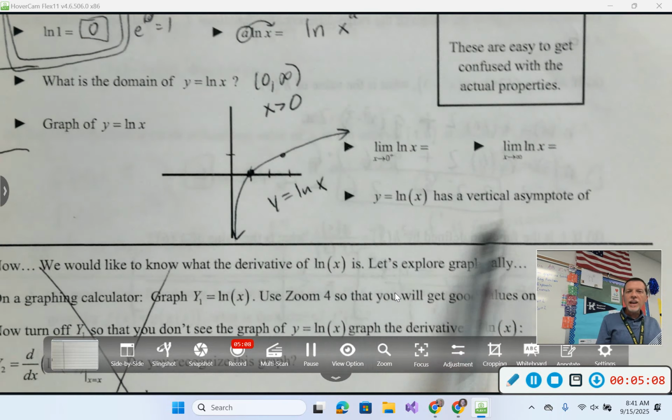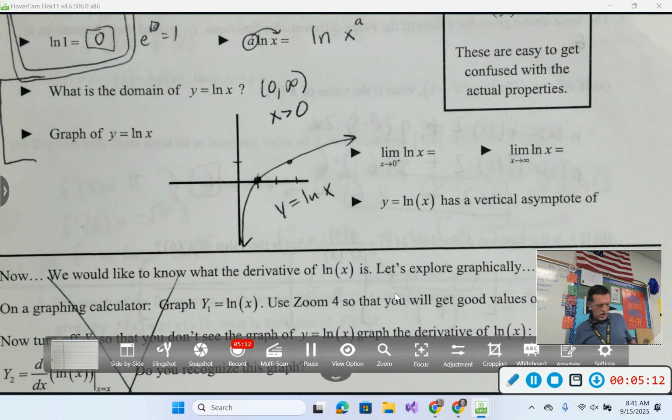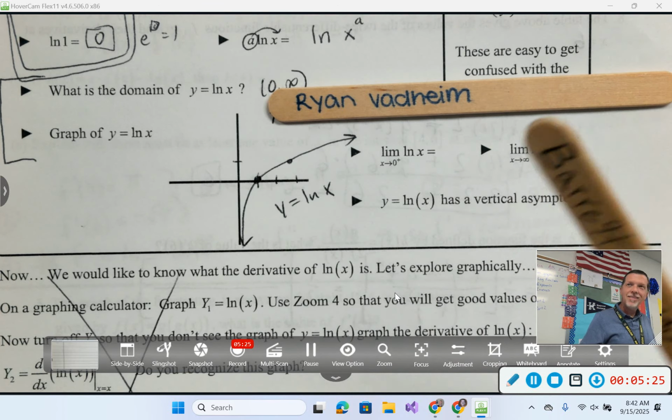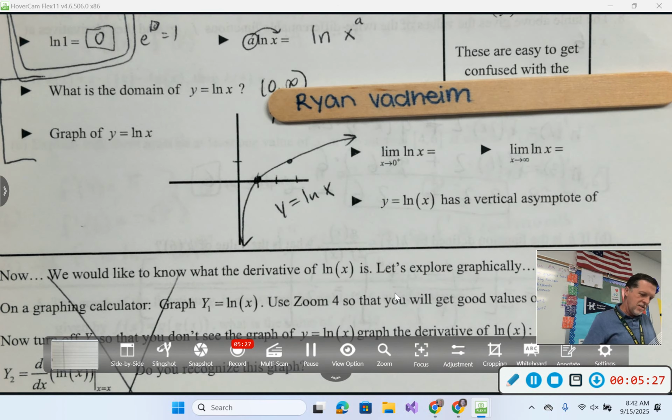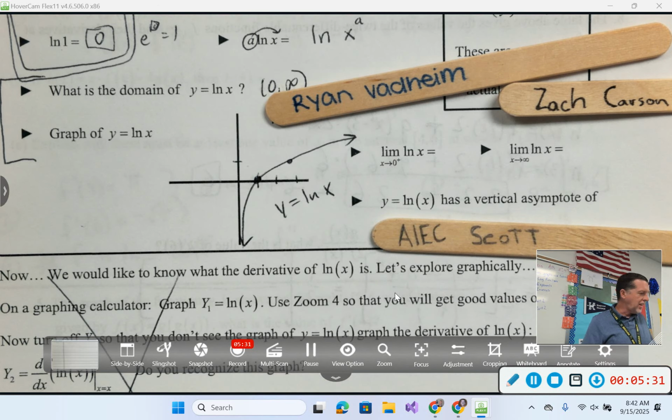Right, these next three questions should be easy now that we have the picture. Dangerous to say something should be easy and then pull a popsicle stick. But Ryan and Zach and Alec, they know what they're doing.